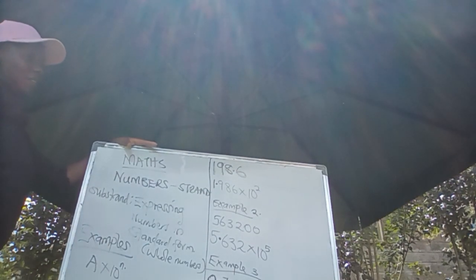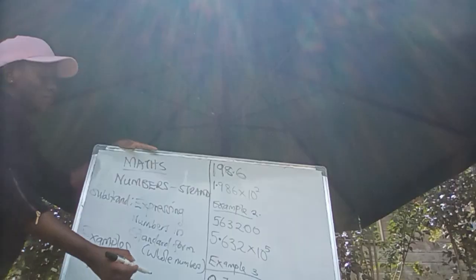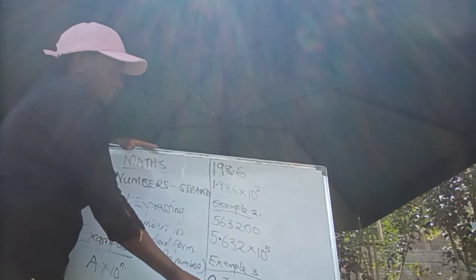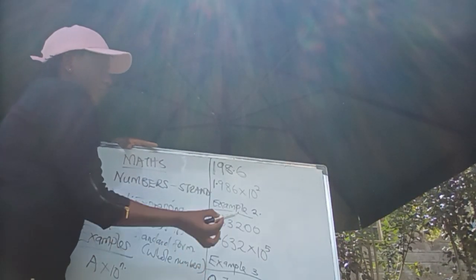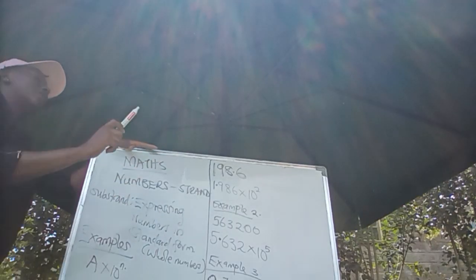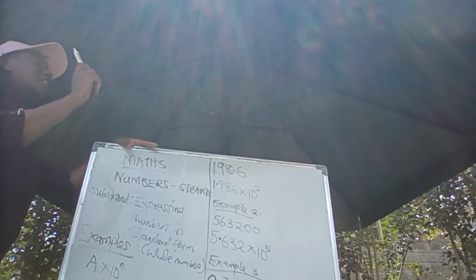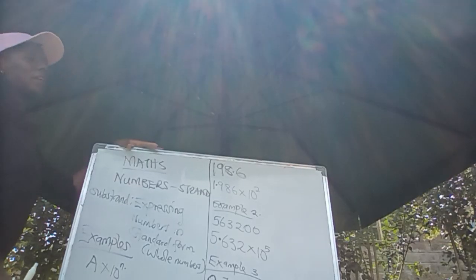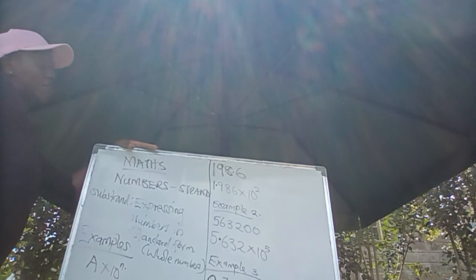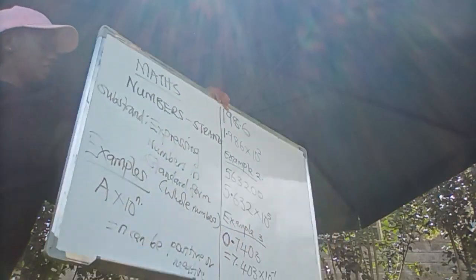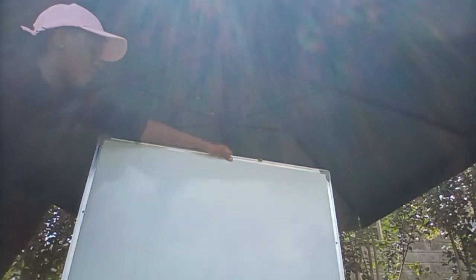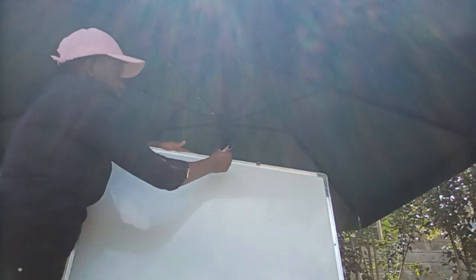It's just that you make the first number a whole number, equal to 1 or greater than 1, and less than 10. Now, are you good with the standard form? Okay, let's write the instructions here. For now, to write standard form, the instructions.